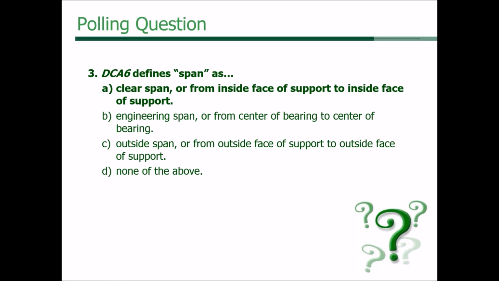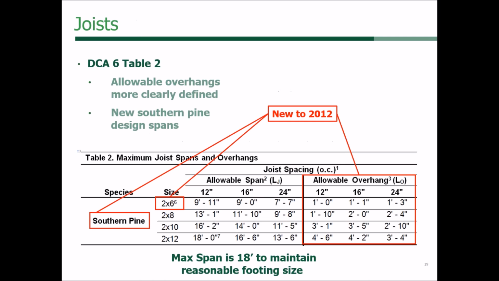So, yep, that's exactly right. 90% of you got it right. It's that clear span, inside face of support to inside face, because that's really the easiest for the contractor or the dad that's trying to build it in the weekend or whatever it is to measure.